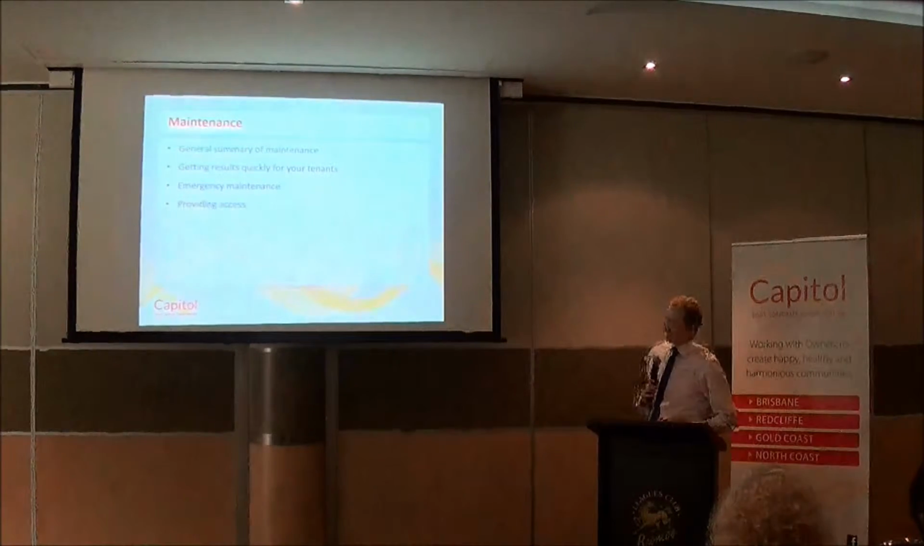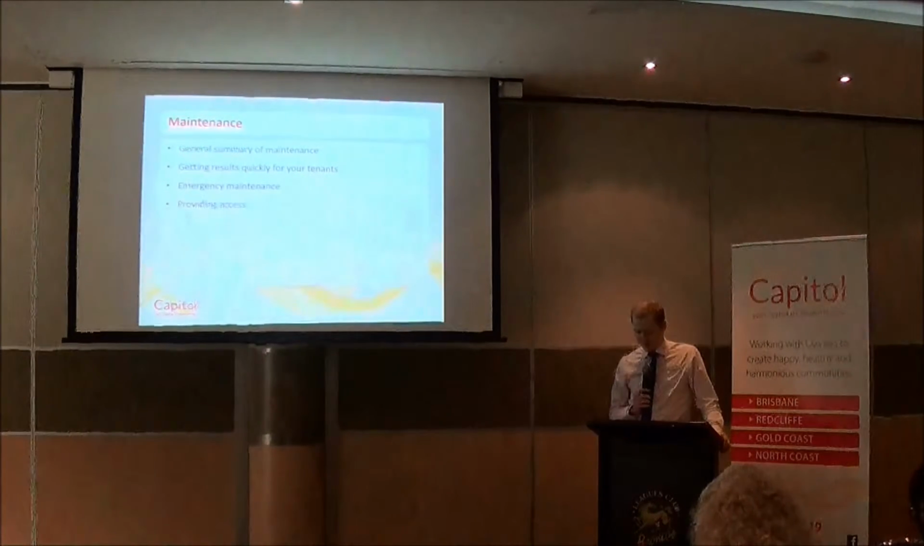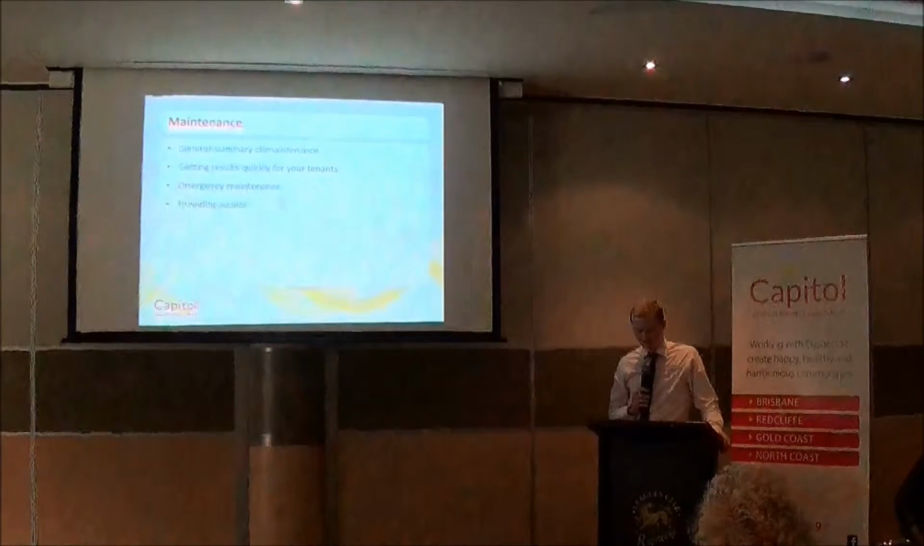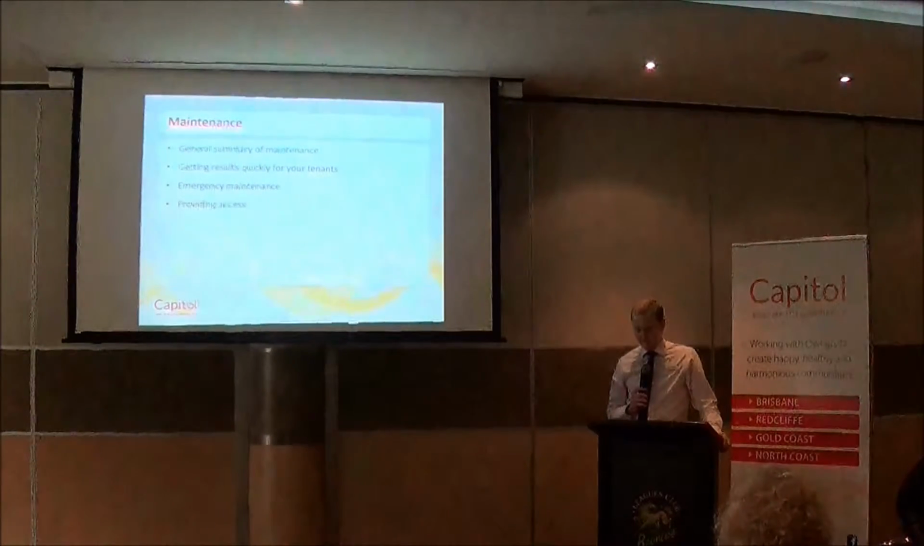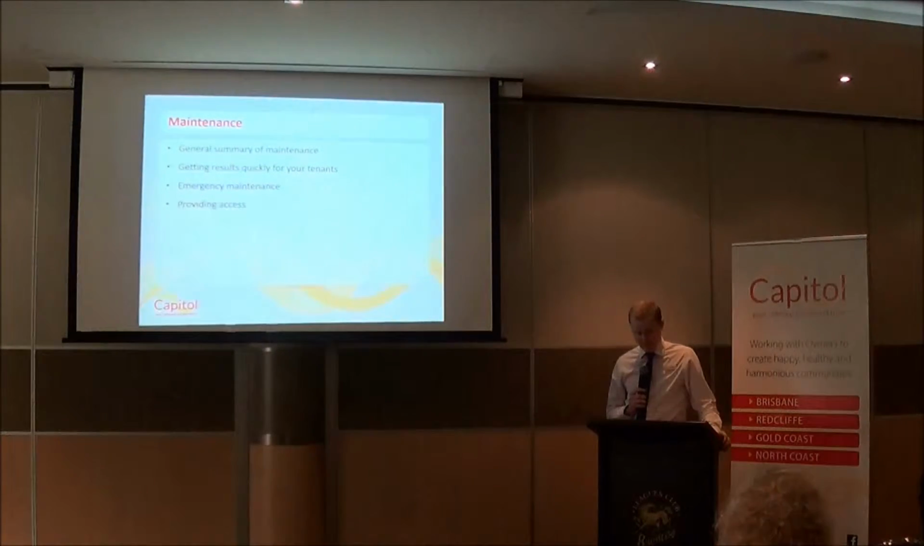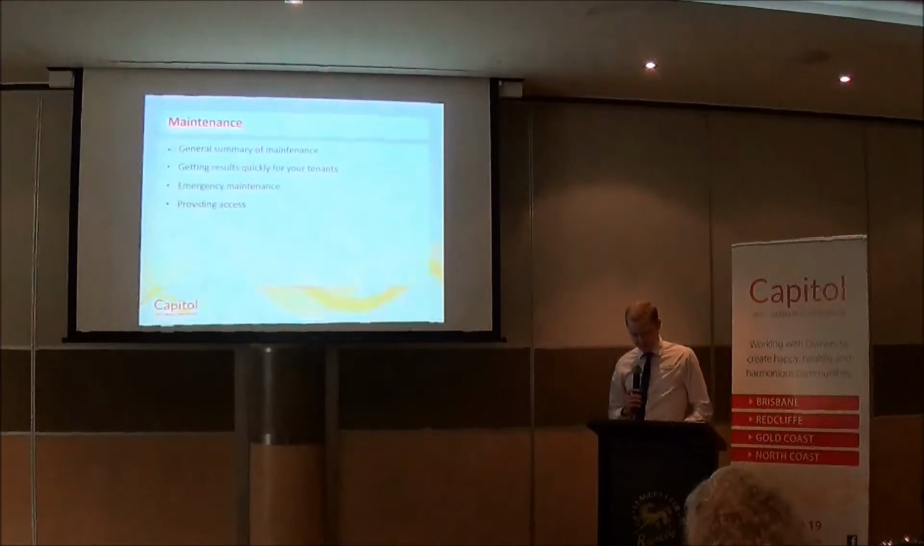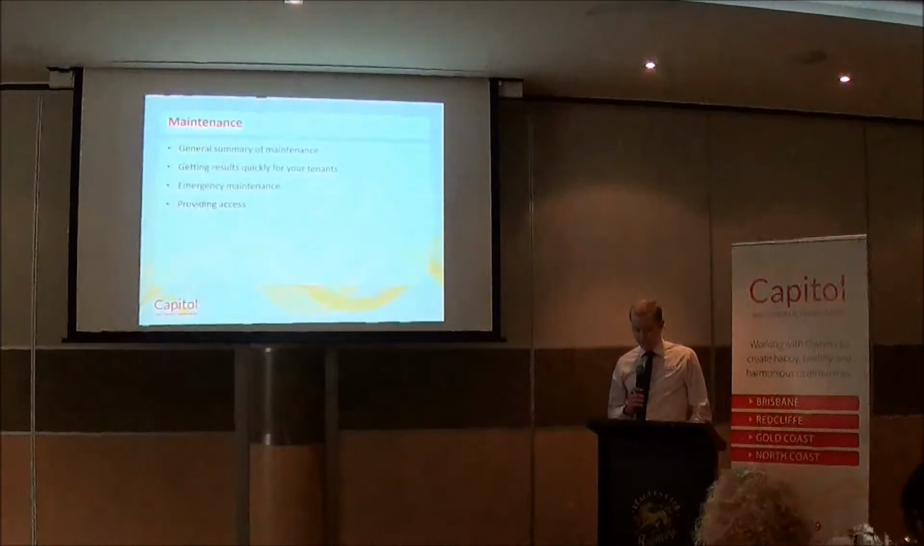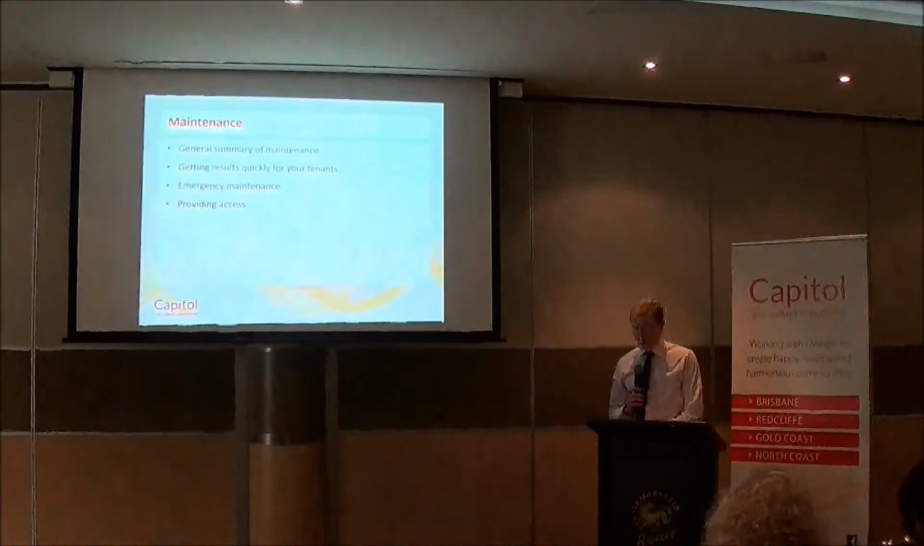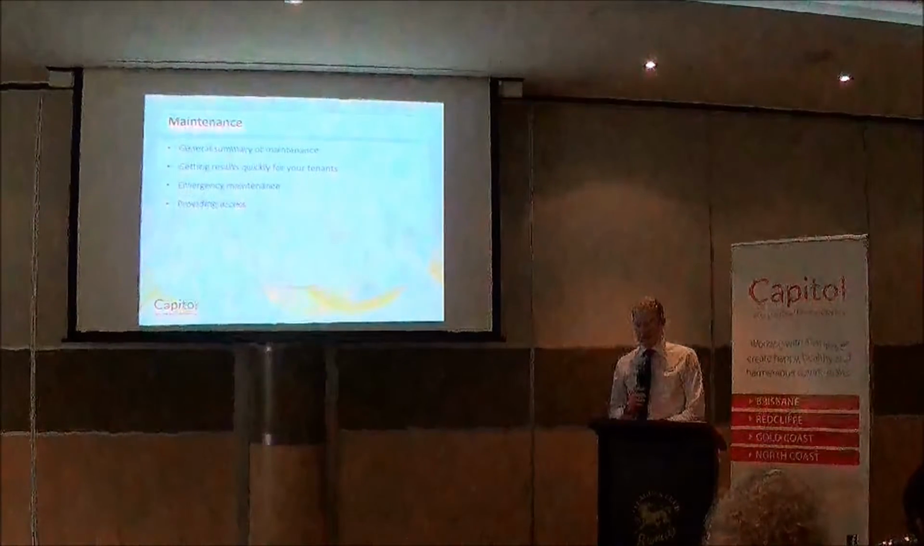Here's a brief overview of what I'll be discussing today. Hopefully you get some benefit out of it. So firstly, just a general summary of maintenance within the body corporate industry and how you as property managers can assist your tenants in achieving quick results. Emergency maintenance and what options are available to you as property managers to assist with that. Then finally, providing access to lots so that contractors can actually gain access inside the lot when they carry out on-site inspections.